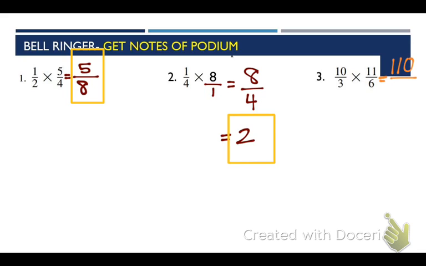The last one, we got 10 times 11, which is 110. 3 times 6, 18. Do we reduce in math? Yes. What do 110 and 18 have in common? They're both divisible by 2. So 2 goes into 110 55 times. 2 goes into 18 9 times. Ta-da. All right, so we're just going to need to make sure that we remember how to multiply.